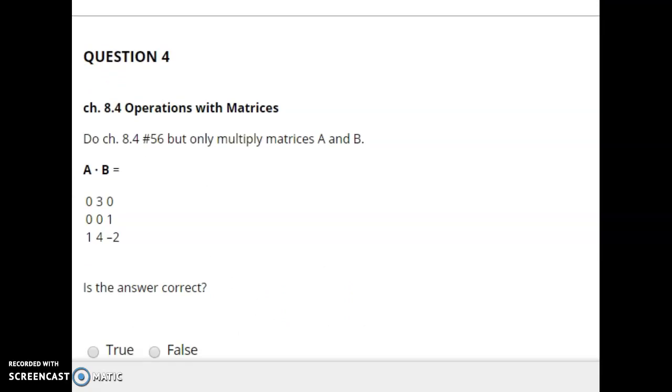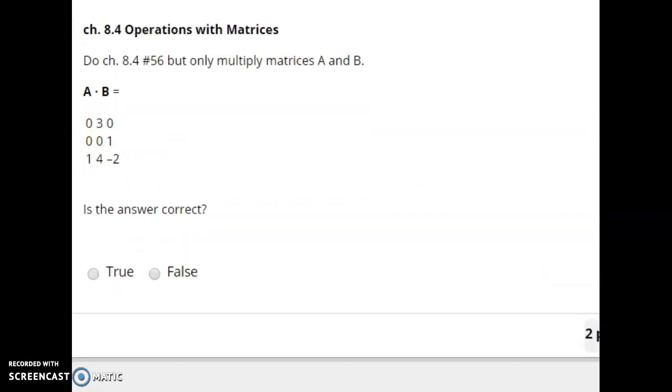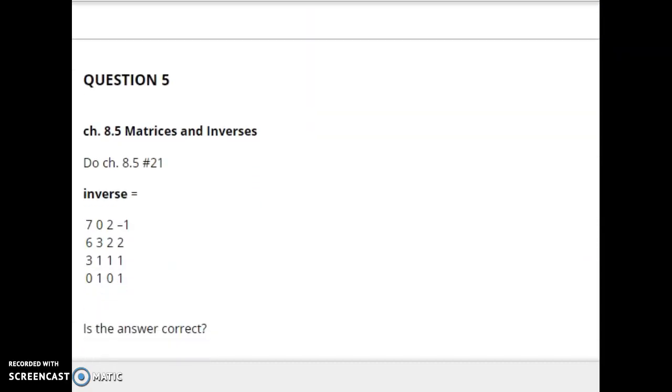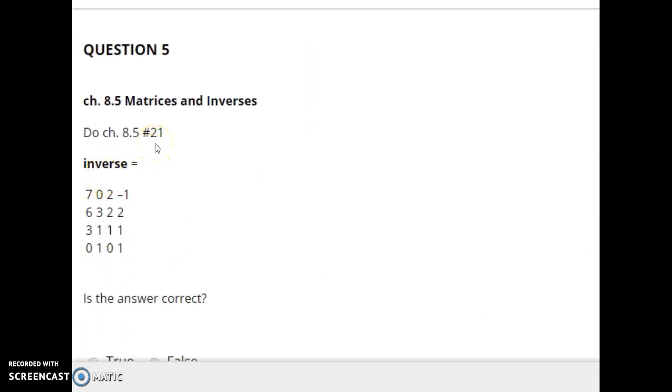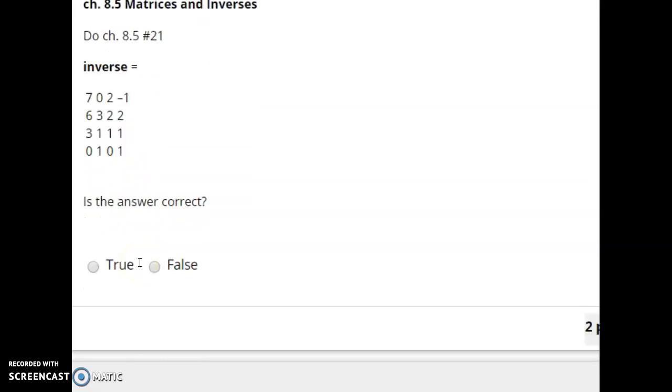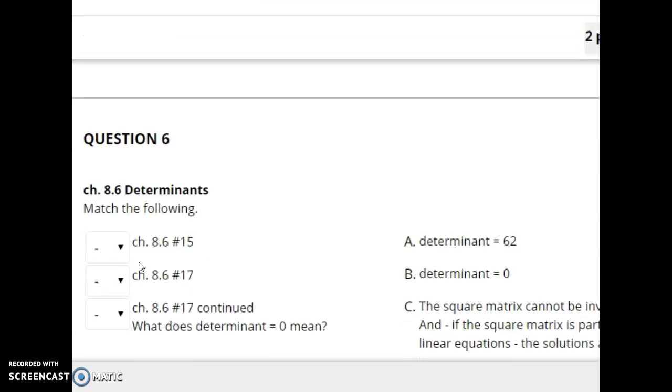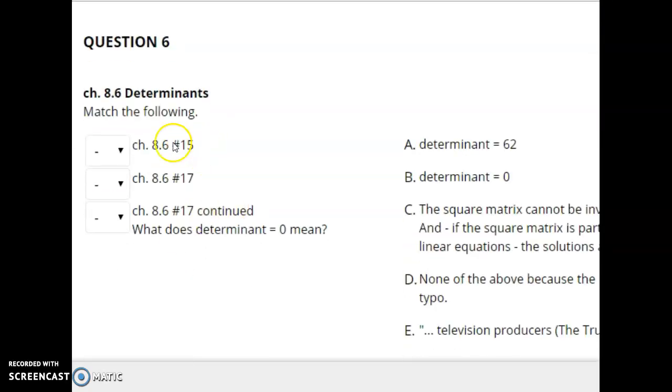Okay, so question 4 on this homework. So do problem 56 from chapter 8.4. Is this answer correct? Well, when you do that, probably true. Otherwise, I don't think I would post it. And this one here, do number 21 from chapter 8.5. And the inverse of this one here, is the answer correct? Well, probably true. And question 6, determinants. Again, remember what I said about the answers being probably in the correct order. So this was my video for explaining homework 8.